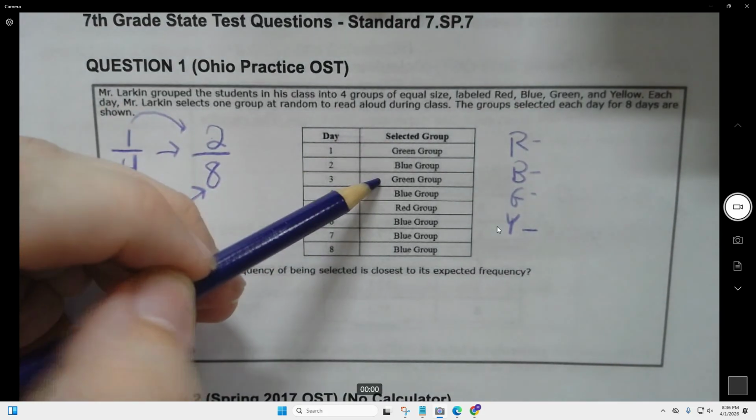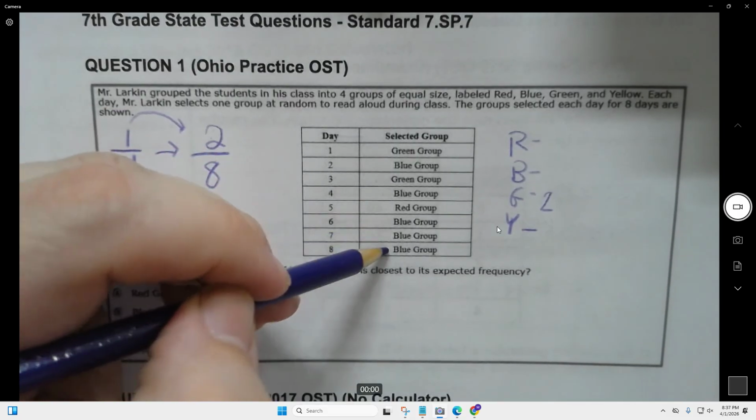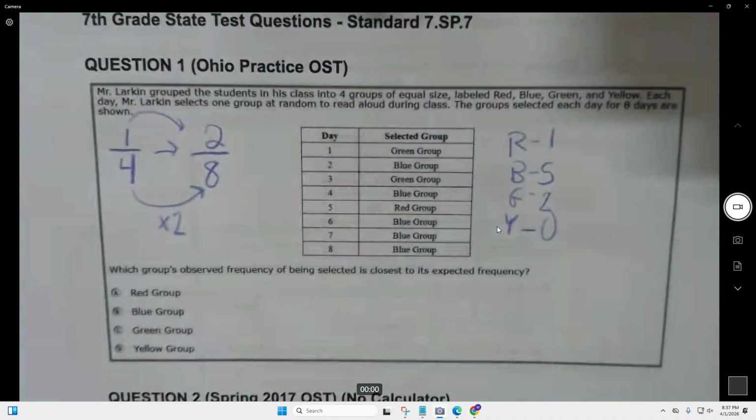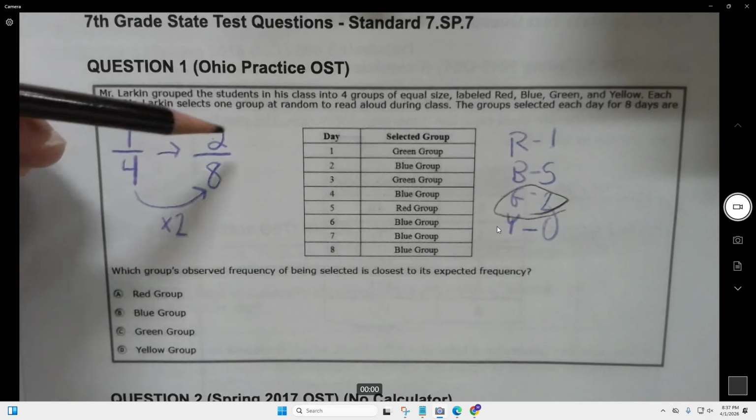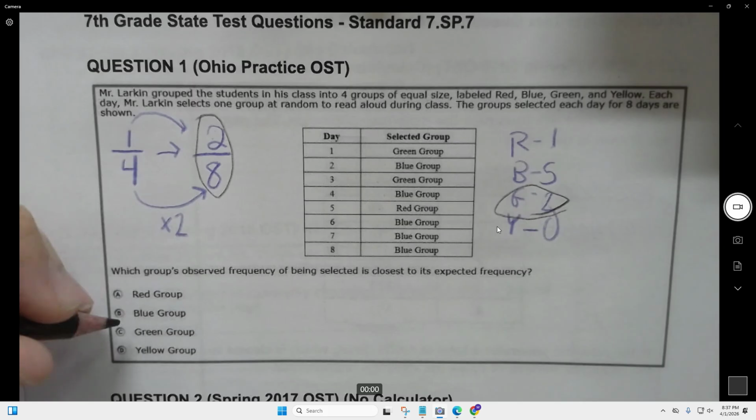Green is picked twice. Blue is picked 1, 2, 3, 4, 5 times. Red is picked once, and yellow is never picked. So the group with the observed frequency of 2 times out of 8 chances, closest to its expected frequency of 2 times out of 8 chances, will be the green group.